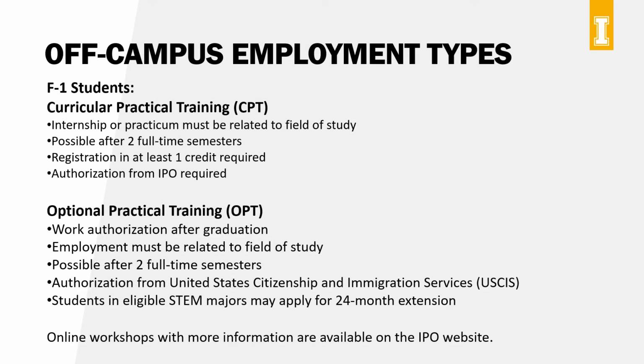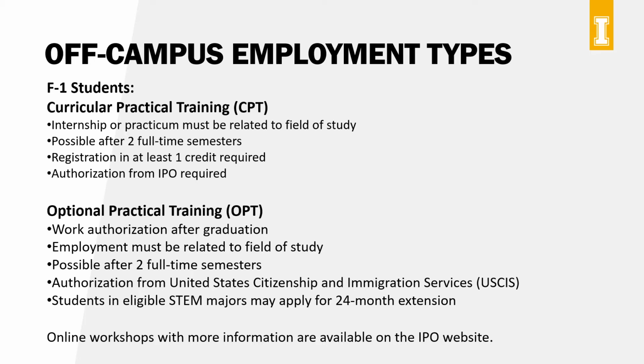F1 students may qualify for off-campus employment. There are two different off-campus employment opportunities available to F1 students. The first is Curricular Practical Training, or CPT. This employment opportunity is for enrolled F1 students that wish to participate in off-campus internships or practicums that are related to their field of study. F1 students qualify for this type of work authorization after they have been enrolled in at least 2 full-time semesters.